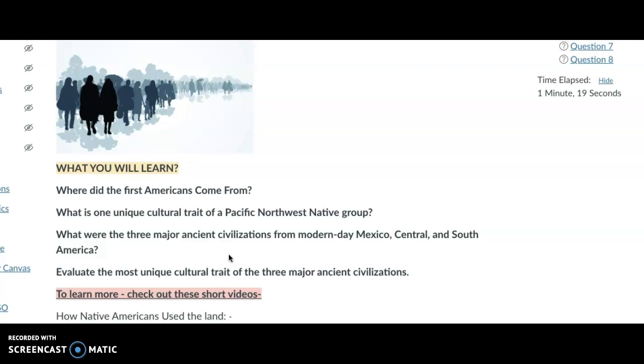And so you're going to go to a website and they're focusing on the Pacific Northwest. And it's just a very few Native American groups of the Pacific Northwest. And there's a question about a cultural trait.